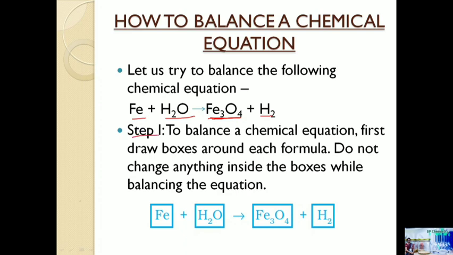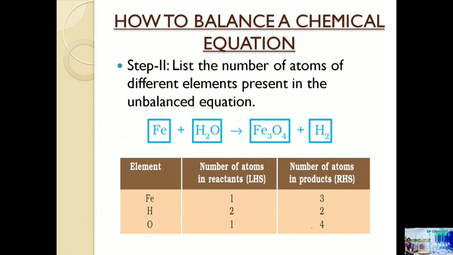To balance a chemical reaction, first we need to draw boxes around each formula without disturbing anything. So here boxes are drawn. Fe plus H2O gives Fe3O4 and H2. This is step 1. Then step 2, what we have to do? We have to list the number of atoms of different elements present in the unbalanced equation.